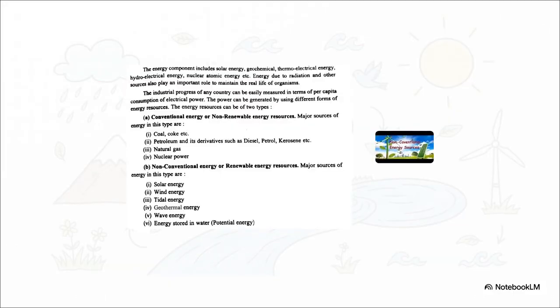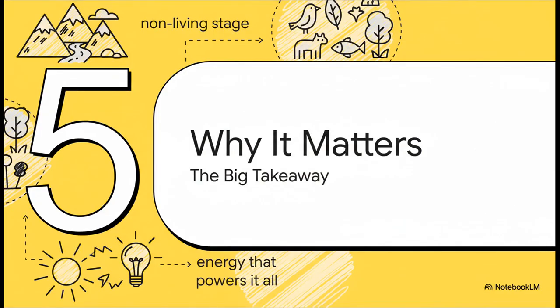And this is a perfect way to see that difference. The conventional stuff is what we have to dig up and pull out of the Earth's crust. It's a one-and-done deal. But the non-conventional sources, we're just tapping into natural processes that are happening anyway. The sun is going to shine, the wind is going to blow. And you can probably guess that the choice between these two has a massive impact on the whole system we've just been talking about.